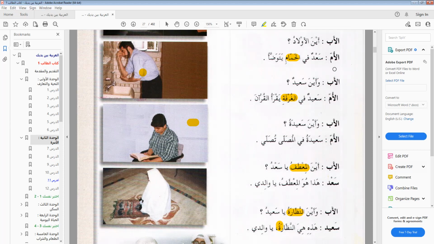Okay, they're just different words. Different words, with similar meaning. Al-Abu is father. Walid is also father. Walidatun is mother. Al-Ummu is also mother. So they mean the same.